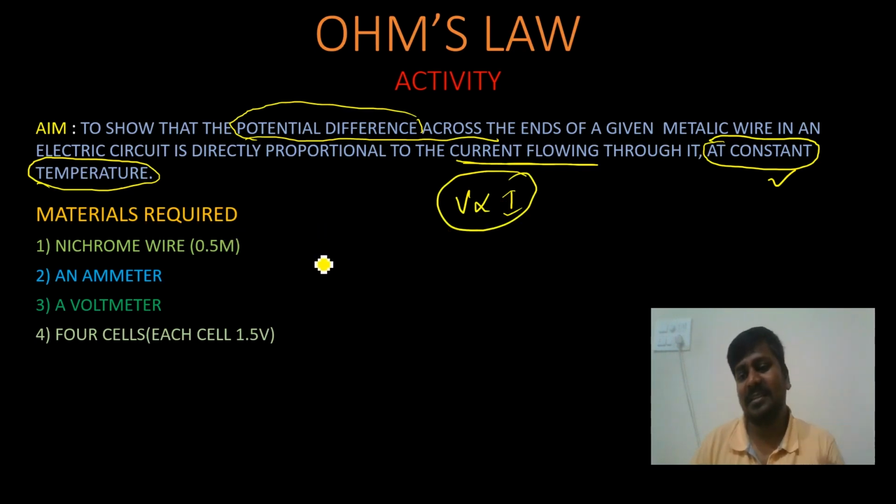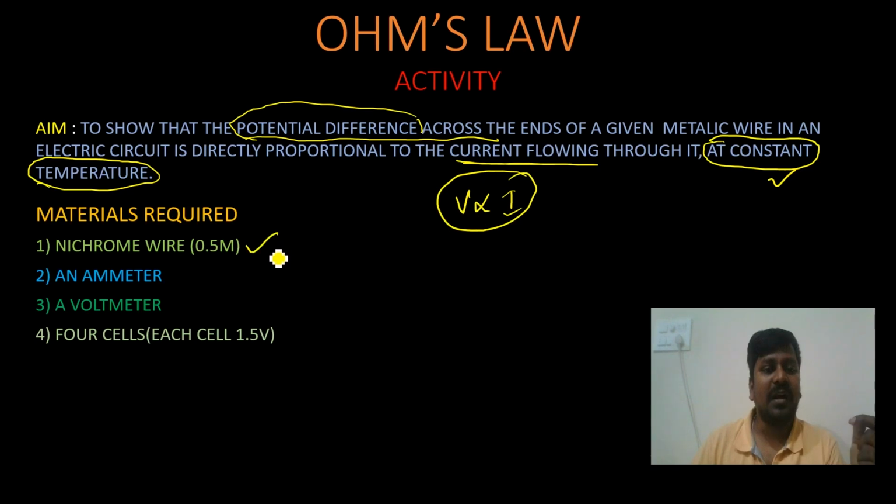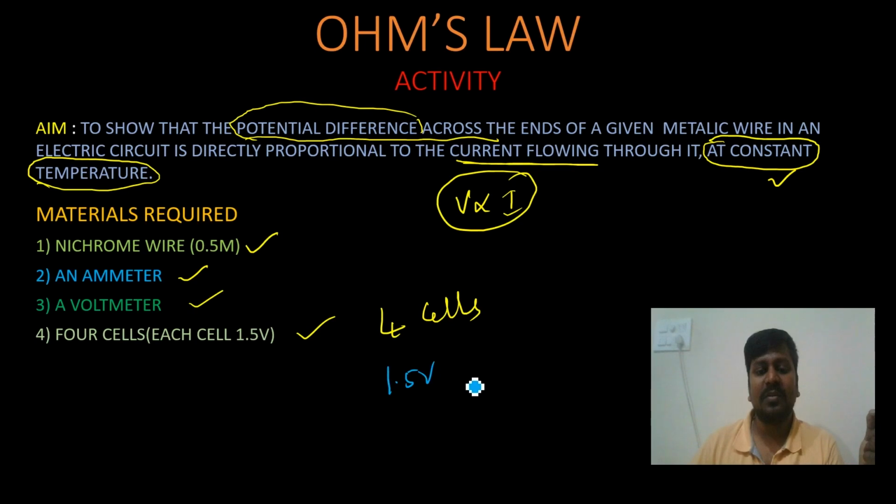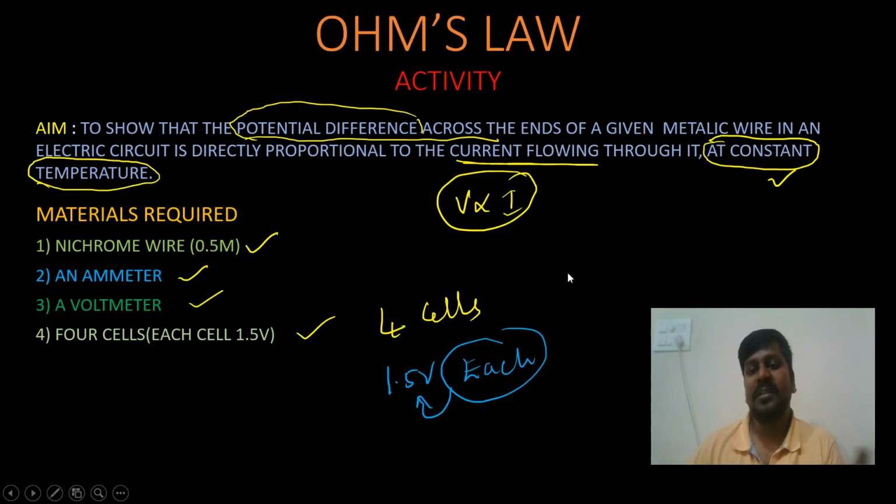What are the materials required to do that activity? Nichrome wire of 0.5 meter, an ammeter, a voltmeter, and 4 cells. Each cell has a potential difference of 1.5 volts. Then, how will the circuit diagram be?